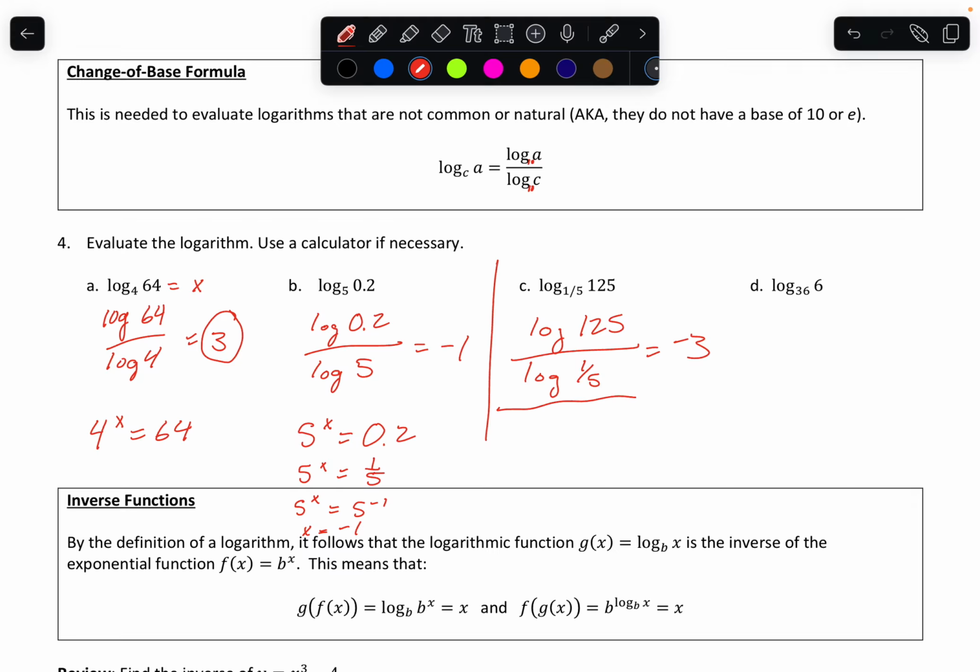Okay, if we wanted to work this out by hand to see why this works, basically this asks the question, base 1/5 to the what power gives me 125. I think the easiest way to look at this one is to say that one of the things we can say about 125 is that 125 is 5 to the 3rd power.